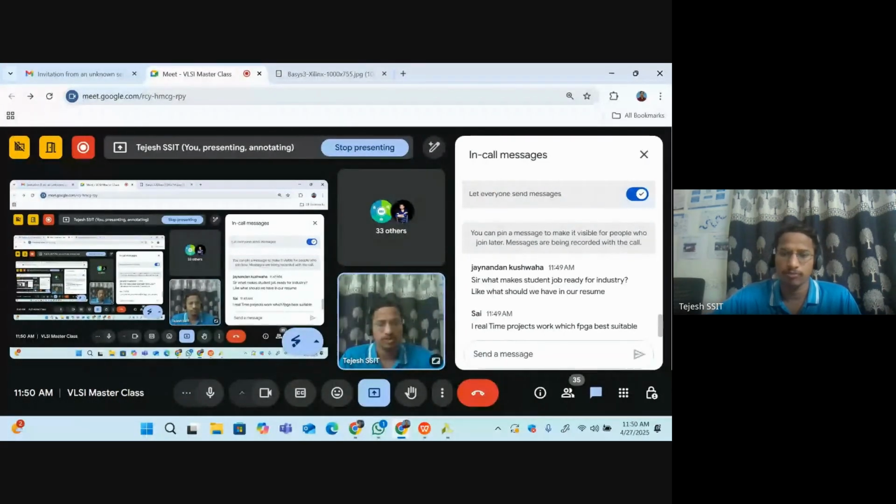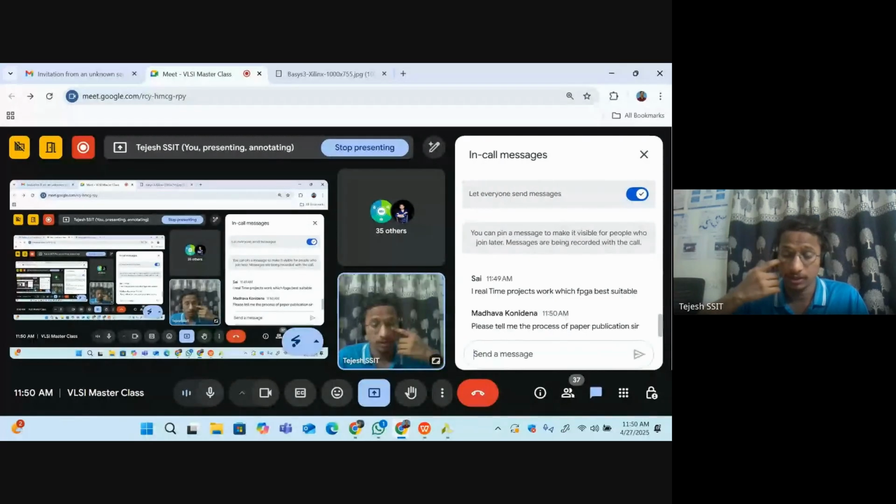Real time projects, yes, why not? In our Arduino, we are doing some real time projects. The FPGA board is suitable for real time projects. There is a difference between Arduinos and FPGAs, like a toy car and a Toyota car. Arduino code is not useful for chip fabrication, but FPGA code is useful for chip fabrication. That is the point of the toy car and Toyota car example. The FPGA is the Toyota car.